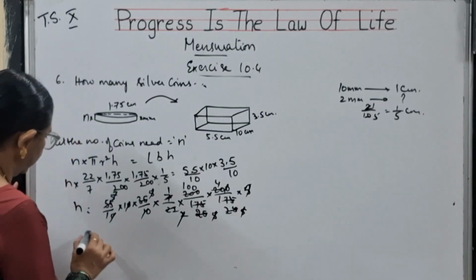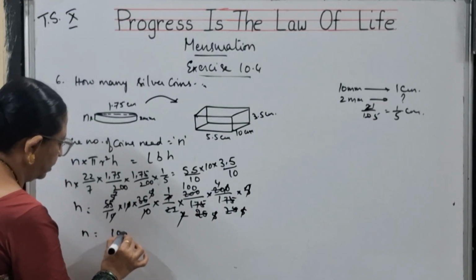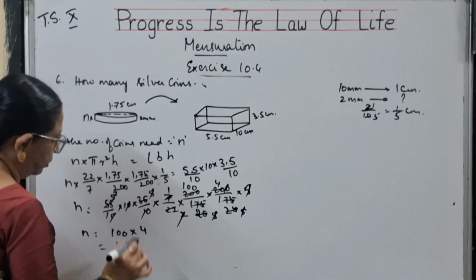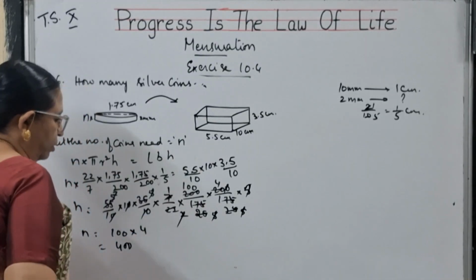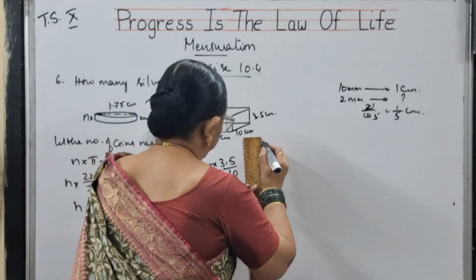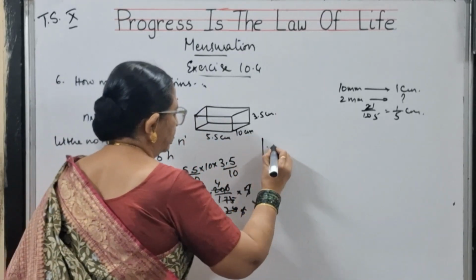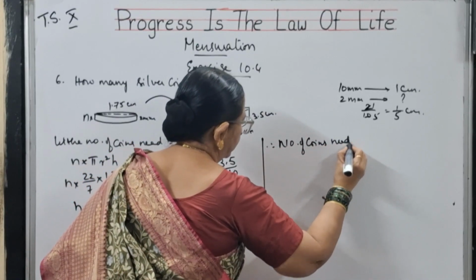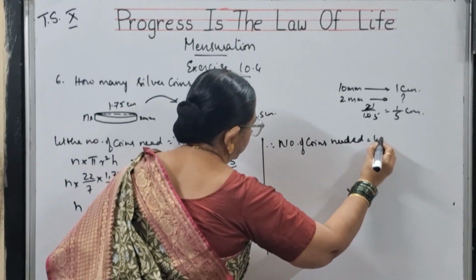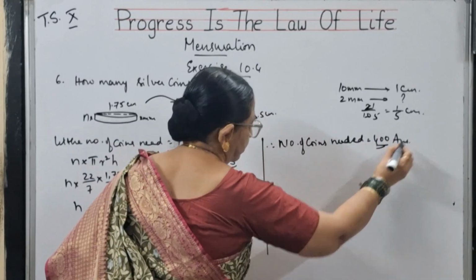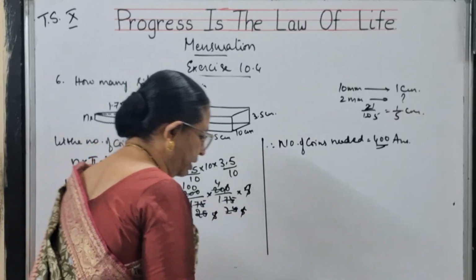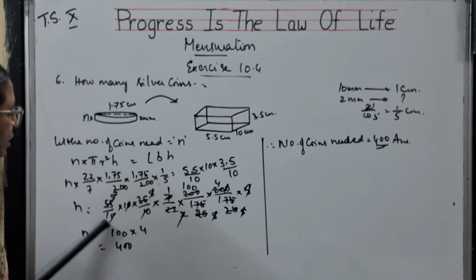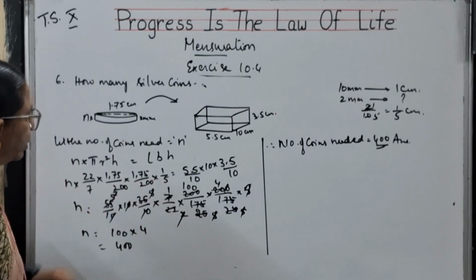So how much are you getting? n is equal to 100. See here I have got 100 into 4, that is equal to 400. So the number of coins needed is equal to 400. This is the answer, children. I hope I am clear in my calculation. Though they appear very lengthy, it is very convenient for you to cancel.